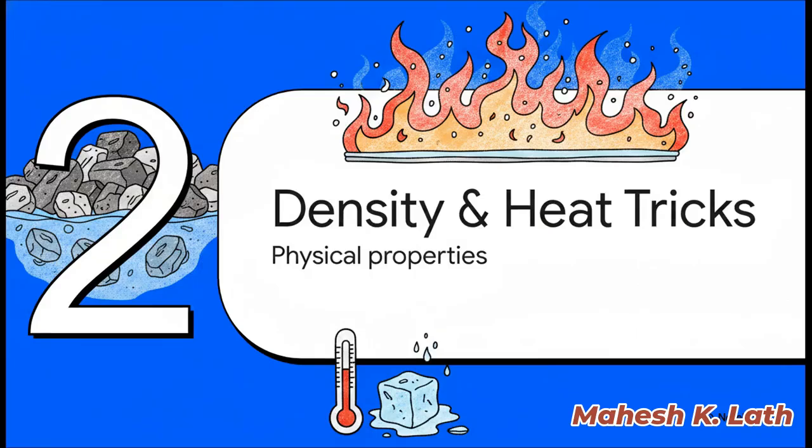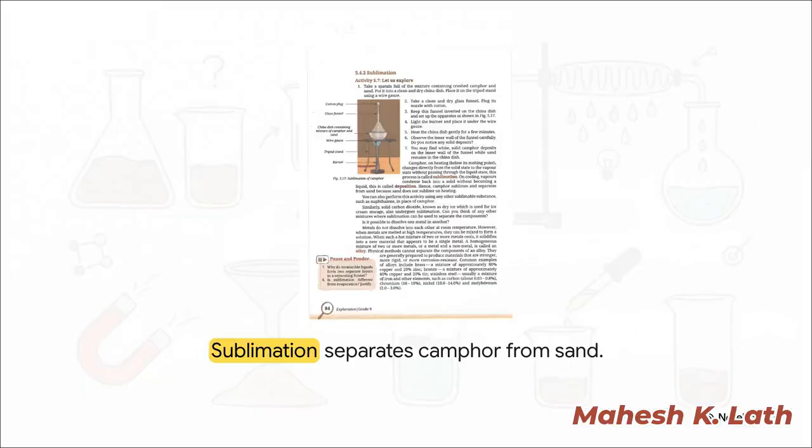Moving right along to Section 2, density and heat tricks, how we use physical properties to force things apart. So gravity is a fantastic tool for simple liquids, but when it just isn't enough, especially for solid materials, we have to exploit other basic physical properties, like how a substance reacts to heat. Now, what's really interesting about this concept is a process called sublimation.